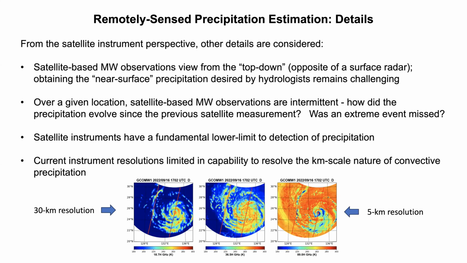And satellite instruments, it's like your hearing, right? There's a fundamental lower limit to what they can detect in terms of intensity. I'll show an example. And current resolutions are really limited in their capability to resolve the kilometer or even sub-kilometer scale nature of convective precip. And who knows what technology will bring in the future, but that's the way it is nowadays.